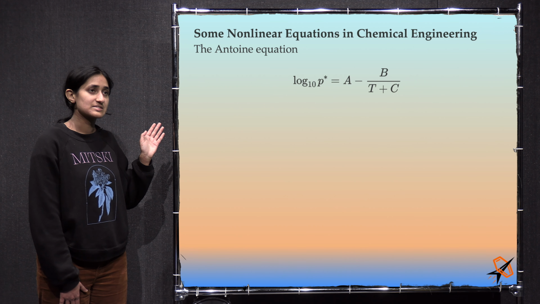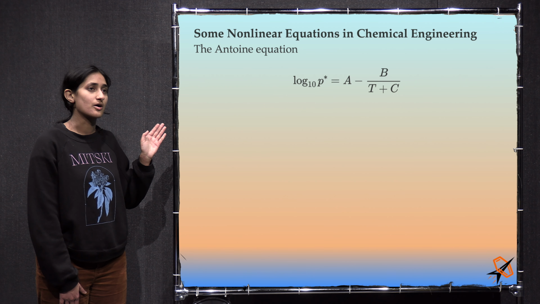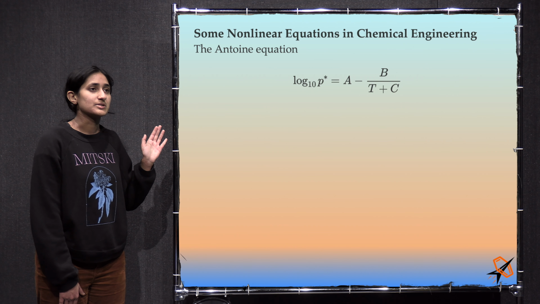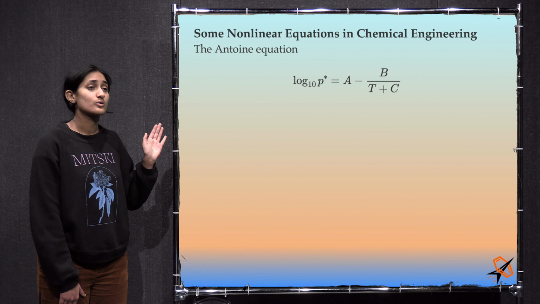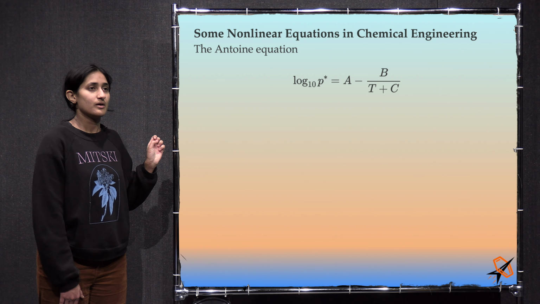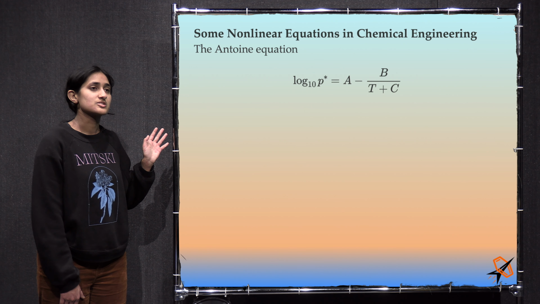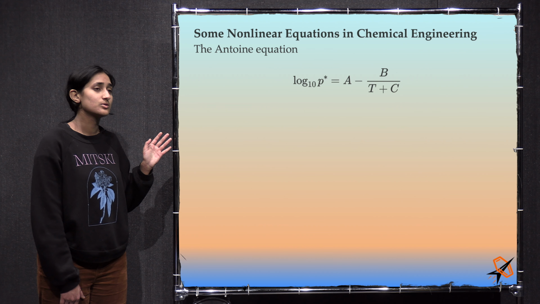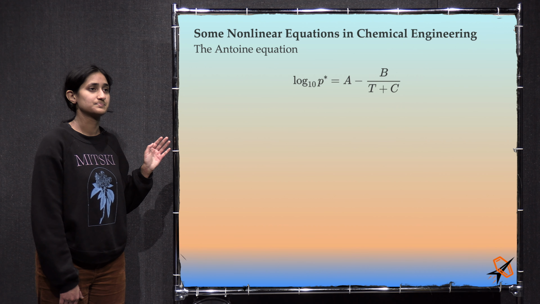The version in the NIST chemistry webbook relates pressure in bar to temperature in Kelvin. As written, you can solve for either P star as a function of T or T as a function of P star. However, once we get to Raoult's law, you'll find that we combine 2 Antoine equations into one equation, and you can no longer find an analytical solution.